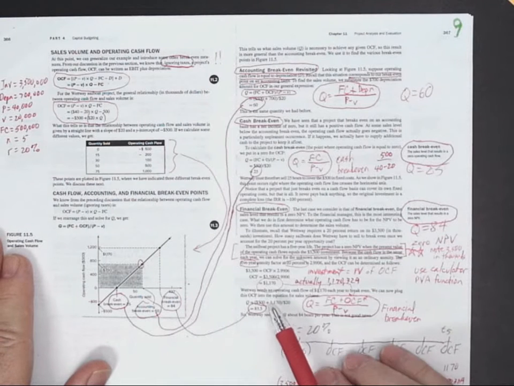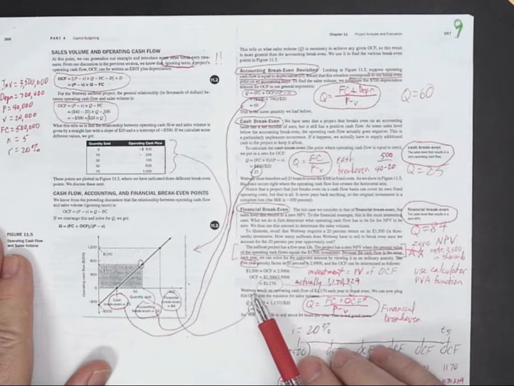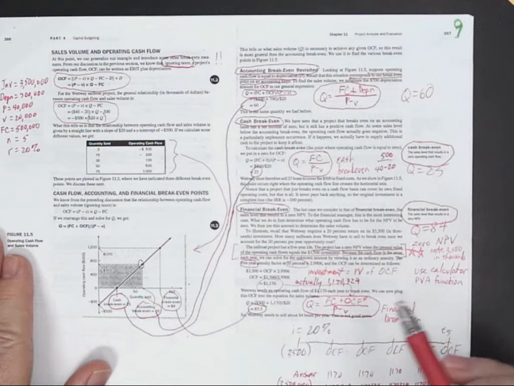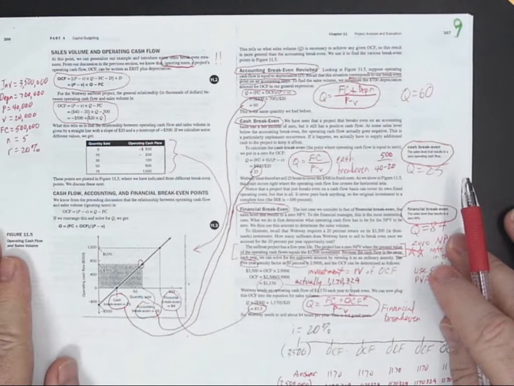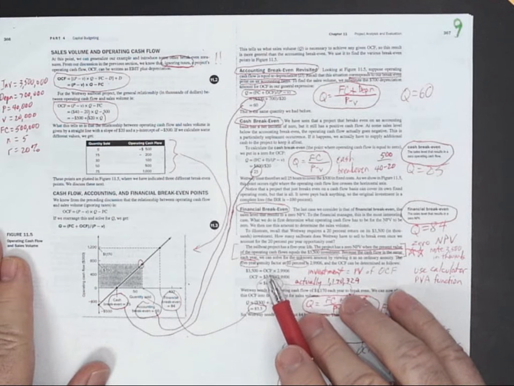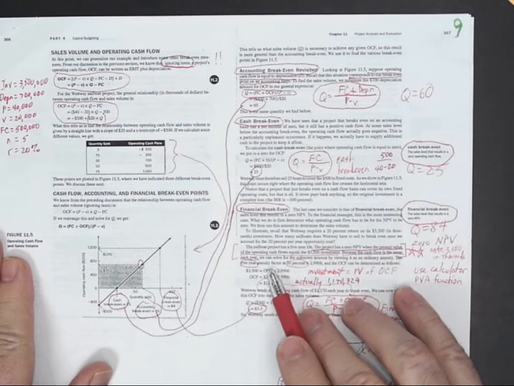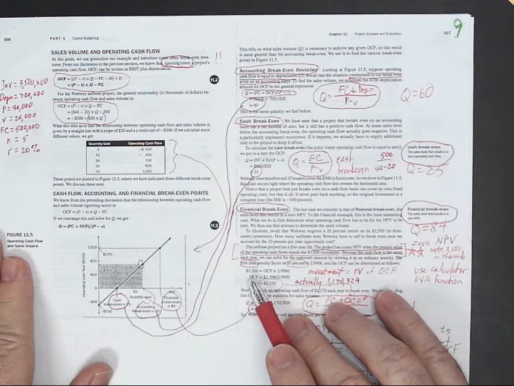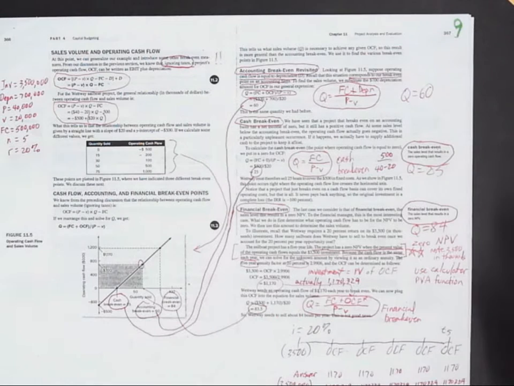What this is essentially saying is if you have an outflow of $3,500,000, and if you have a required rate of return of 20% and it's over 5 years, what would the operating cash flow have to be for you to have a 0 NPV? That is, the present value of the operating cash flows minus the outflow to be equal to 0. That would give you a net present value.